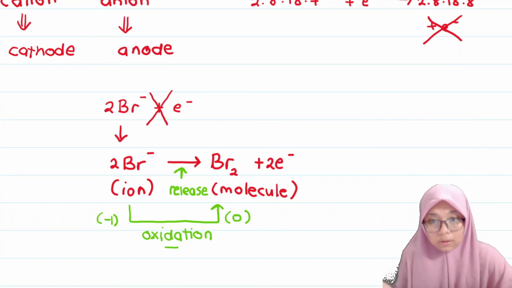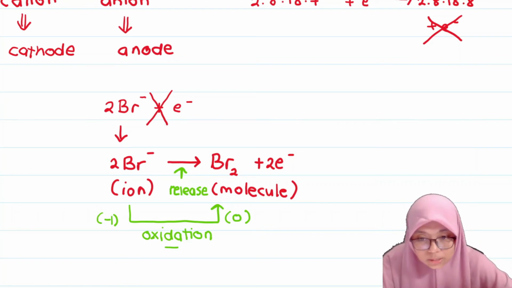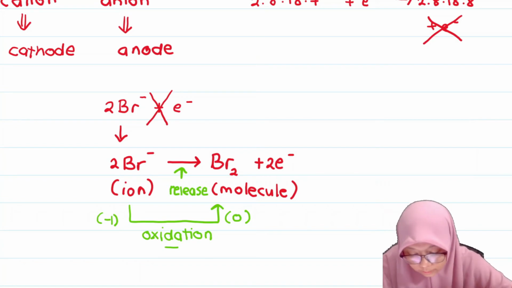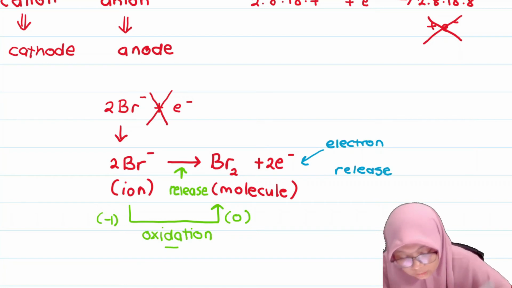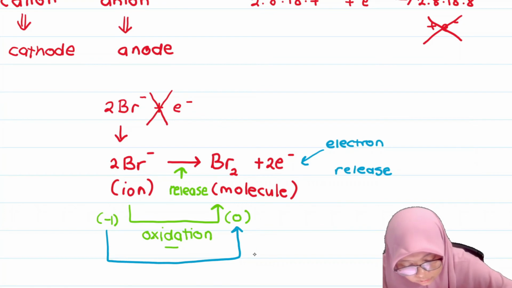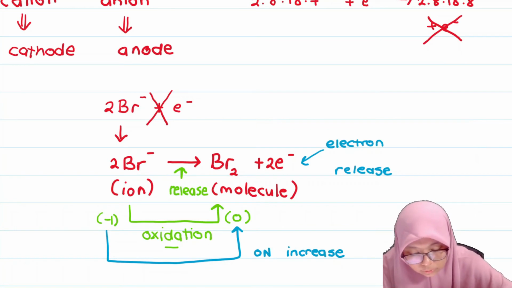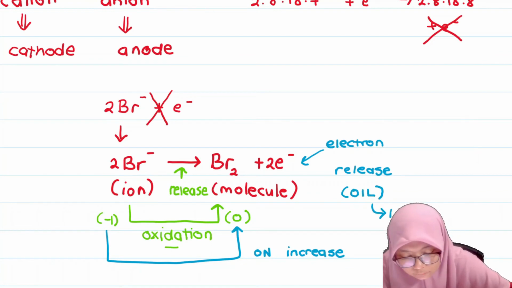So remember, if you have an increase in oxidation number, it is an oxidation reaction. There are two ways for you to recognize. One, release of electron. So this is electron release. The second one is the change in oxidation number. In this case, the oxidation number increases. An increase in oxidation number means oxidation reaction, or you can always remember OIL: Oxidation Is Loss of electron.